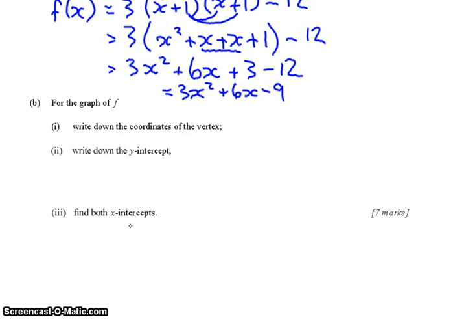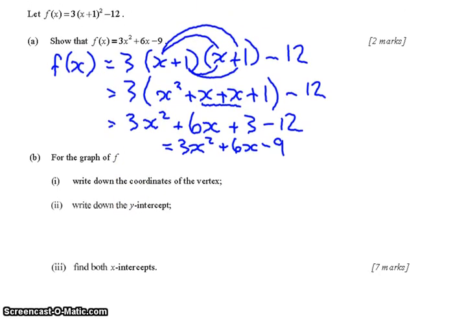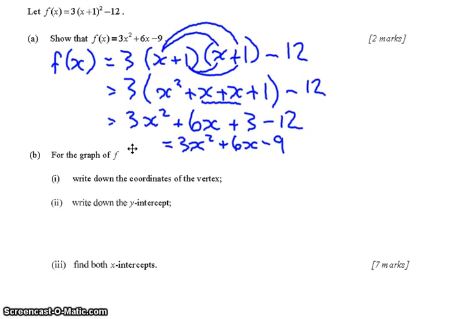For the graph of f, write down the coordinates of the vertex, and the vertex is the lowest point on the graph. Now we have looked at this before. What this is, that's sort of the completing of the square. Now this bit here, that's a square. It's always positive except when it's equal to 0. When is it equal to 0? Well, that's when x plus 1 equals 0 and x is equal to minus 1.